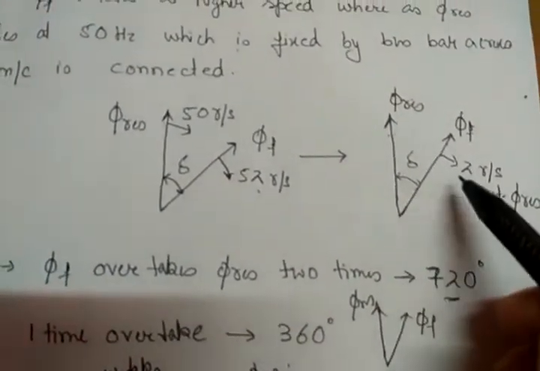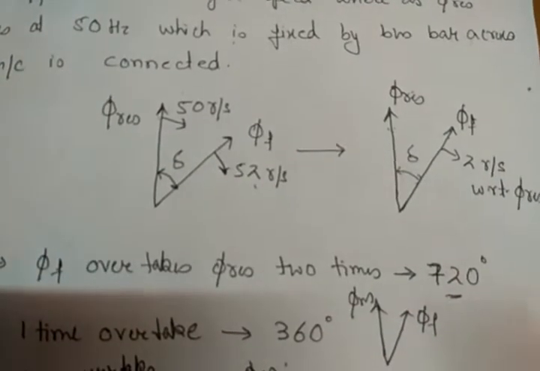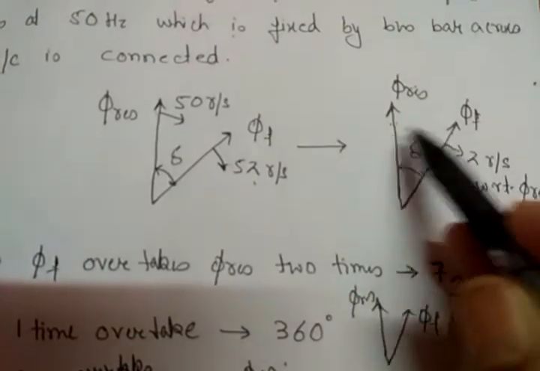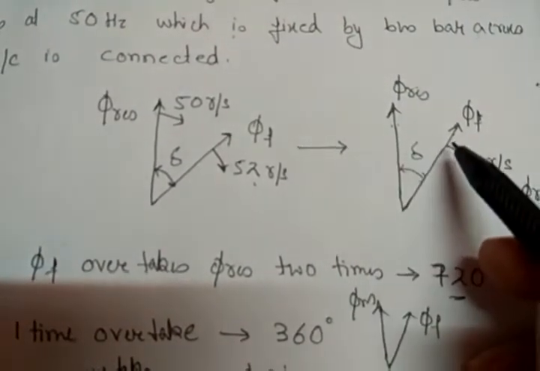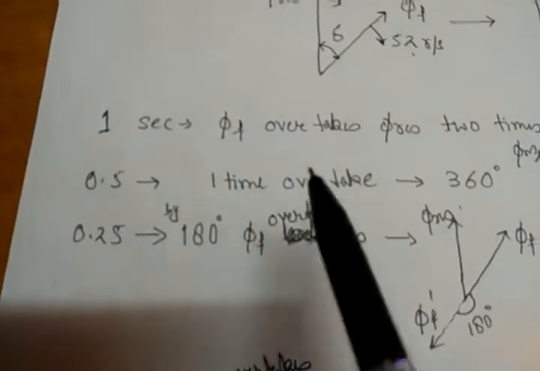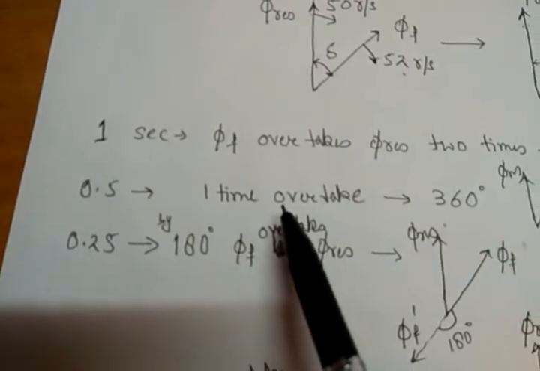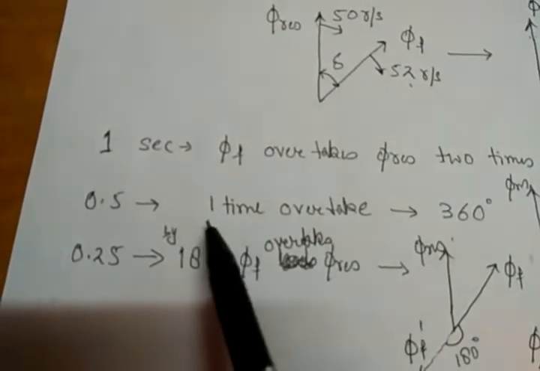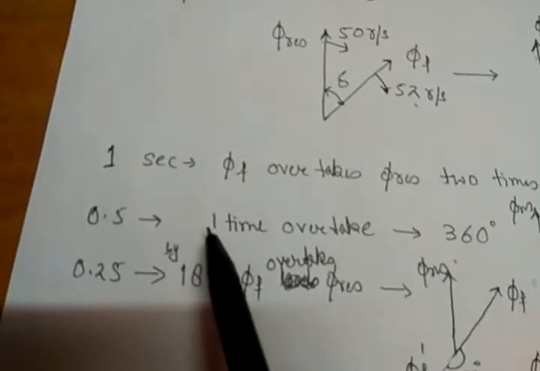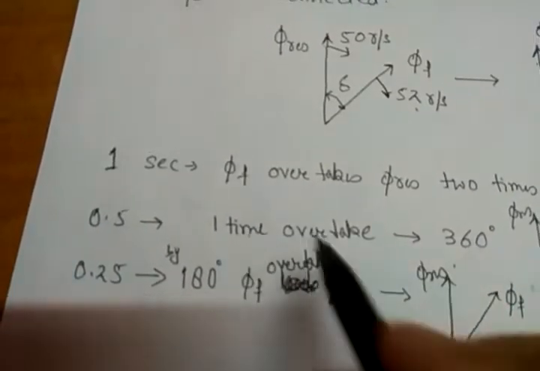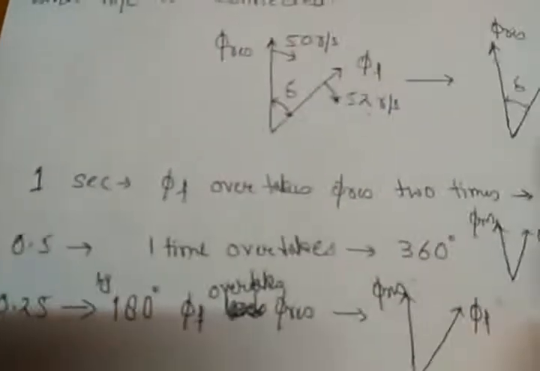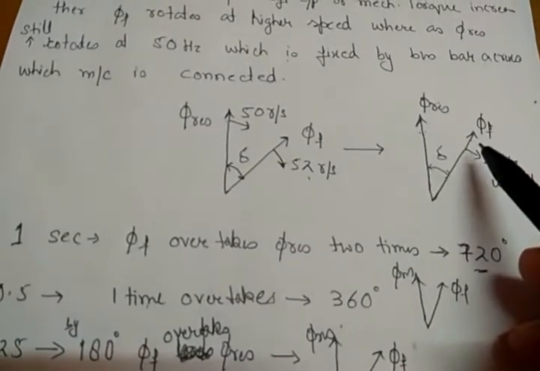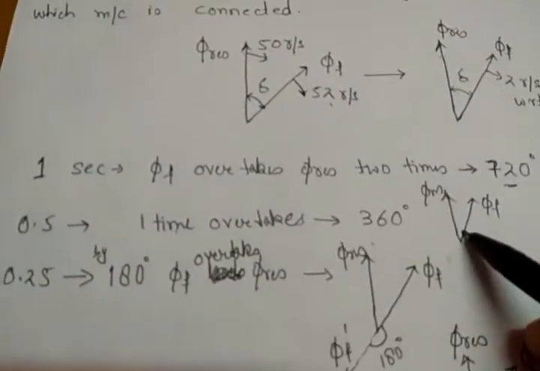So what about 0.5 second? It overtakes 2 times in 1 second, so in half a second it will overtake by 1 time. One time means 360 degrees. In 0.5 second, phi f overtakes phi r 1 time. A 1 time overtake means 360 degrees, which means again this position.